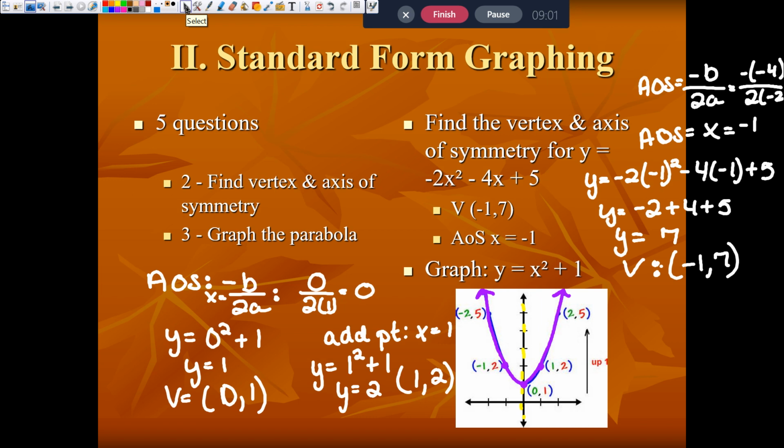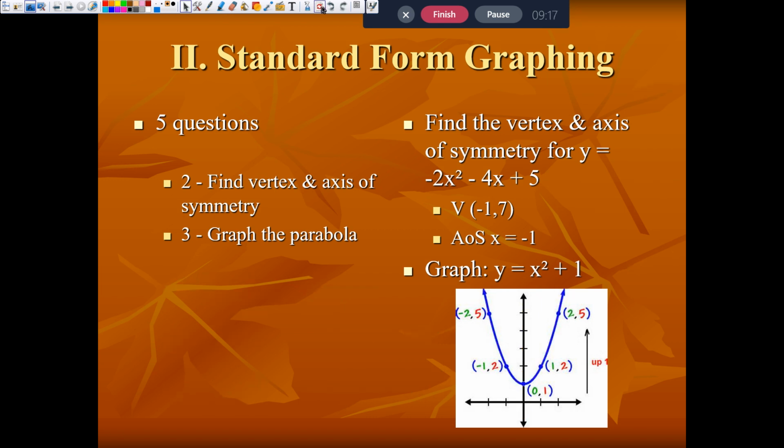When we're graphing those 2 points, the 2, 5 and -2, 5, those are just additional points. You just need one additional point so that you can draw the shape. The only time you need additional points is if you are trying to find your intercepts, your roots.